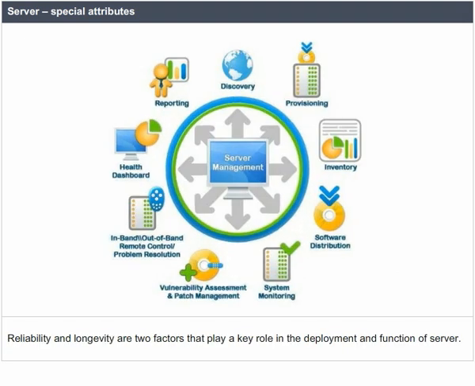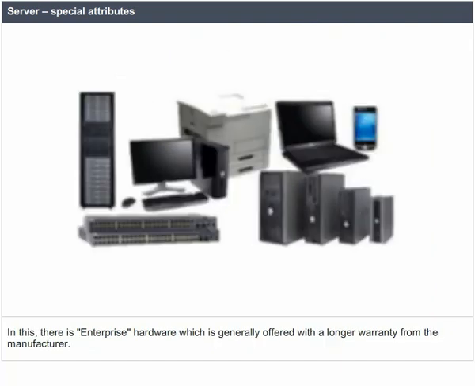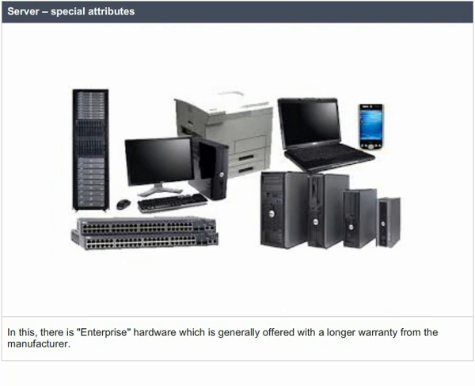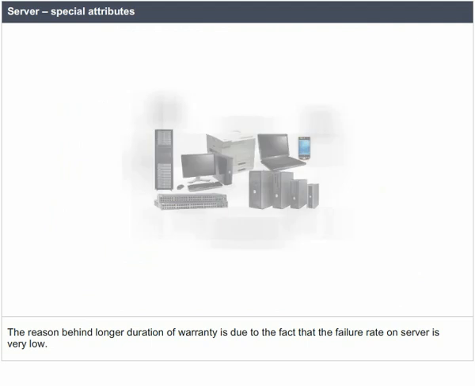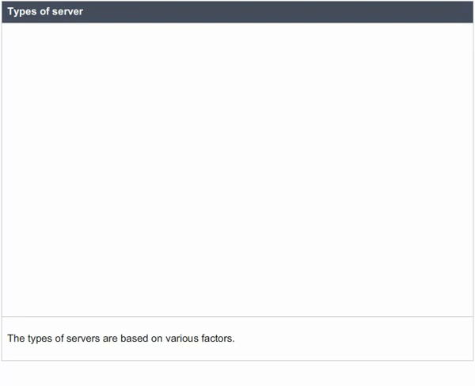Reliability and longevity are two factors that play a key role in the deployment and function of a server. In this, there is enterprise hardware, which is generally offered with a longer warranty from the manufacturer. The reason behind the longer warranty is the fact that the failure rate on servers is very low. Types of server. The types of servers are based on various factors. So there are multiple types of network servers.